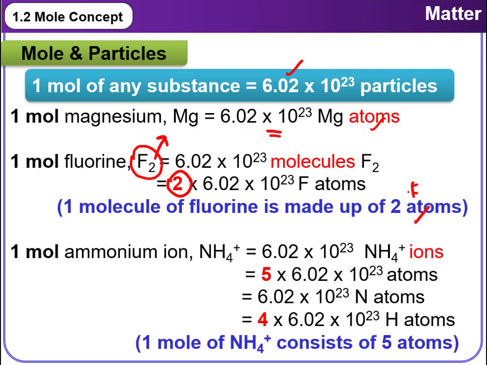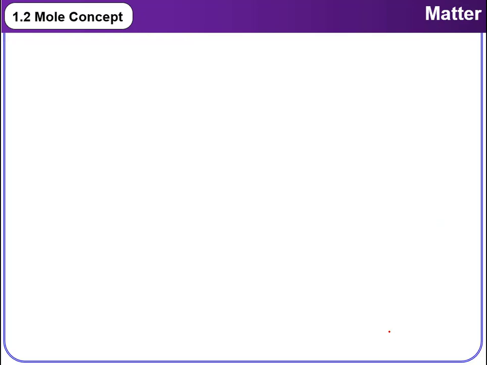How about ammonium ion? For ammonium ion, we have 2 times 5. Why? Because we have 1 nitrogen atom with 4 hydrogen atoms. That's why we have 2 times 5, because 1 mole of ammonium ion consists of 5 atoms.